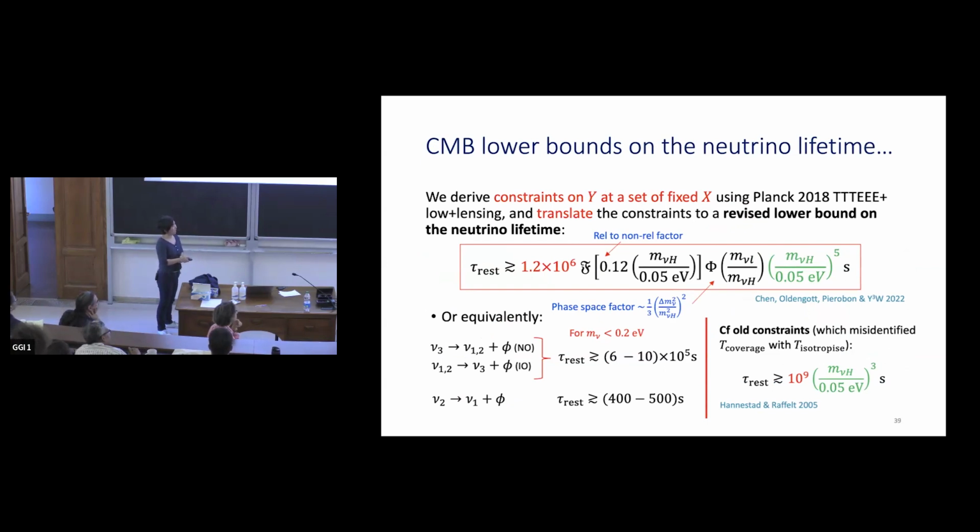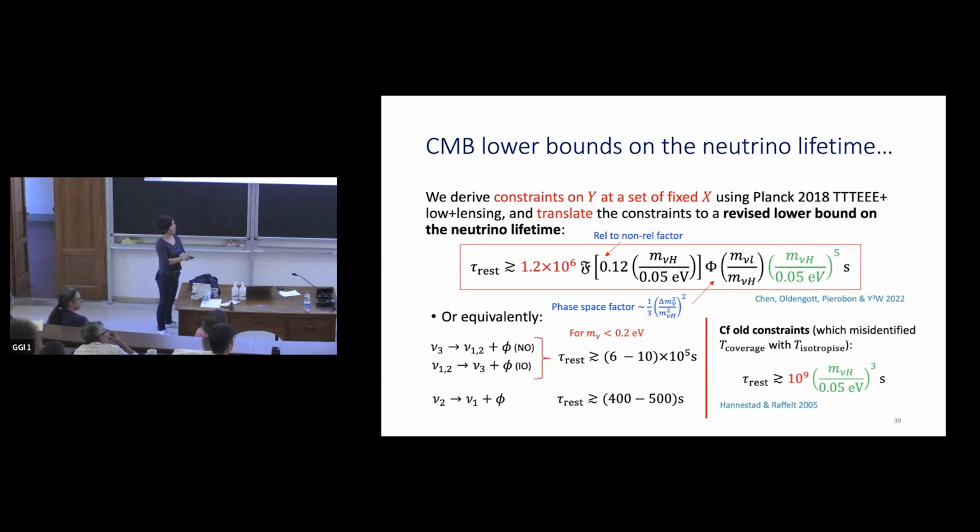Okay, so the key things to note is that here there's a prefactor 1.2 times 10 to the 6. If you compare with the old constraint, which misidentified the decay timescale with the isotropization timescale, this prefactor is 10 to the 9, sorry. And another thing is that you have this m to the power 5 over here, and they had m to the power 3. Okay, so these are two key differences.